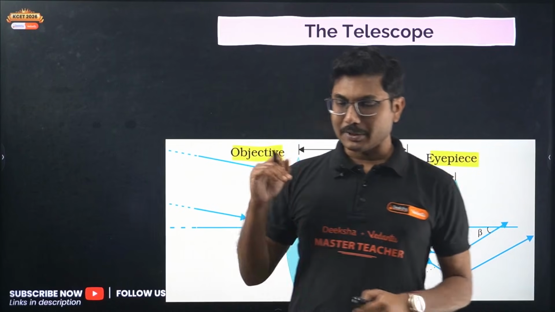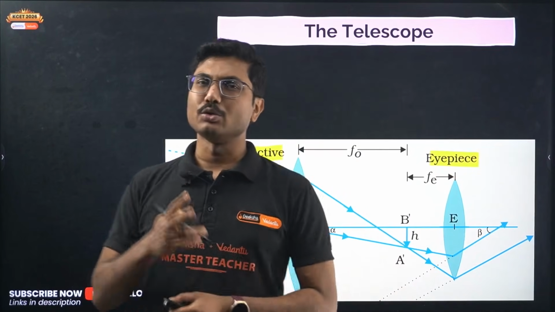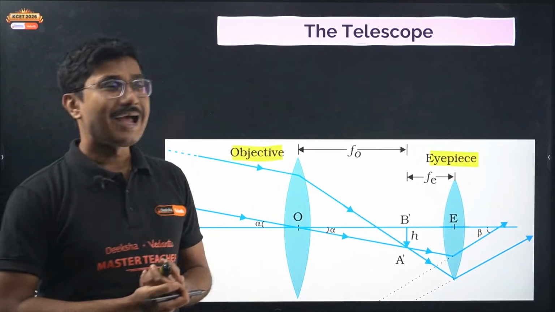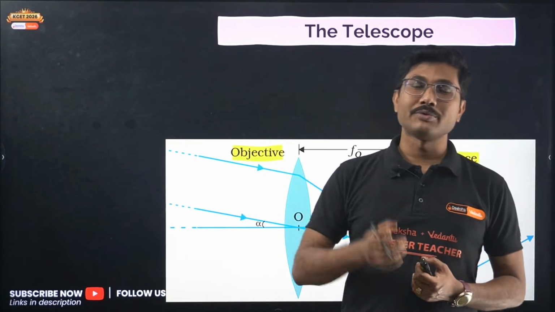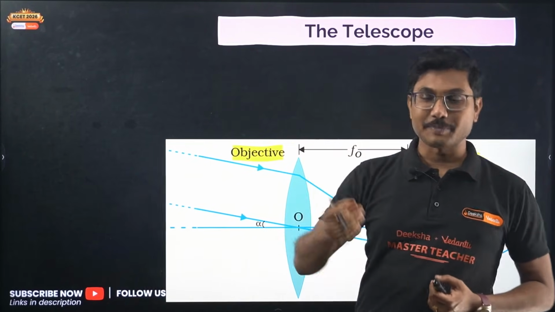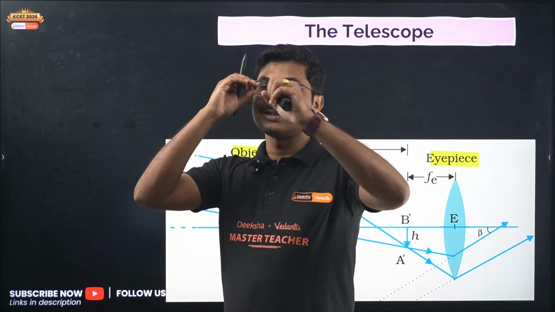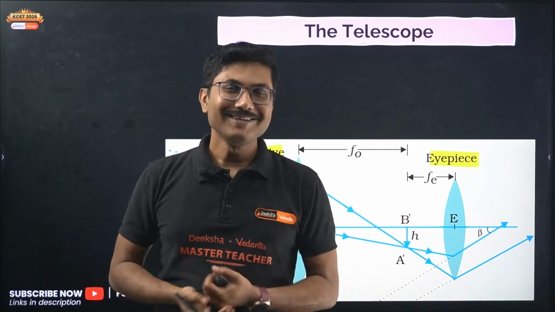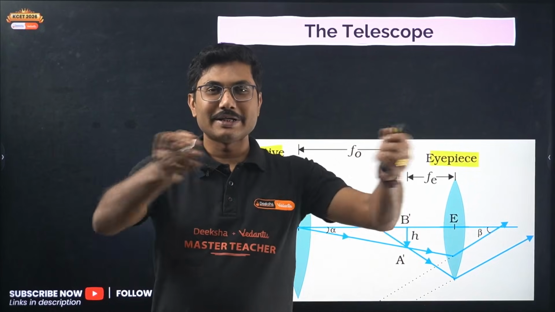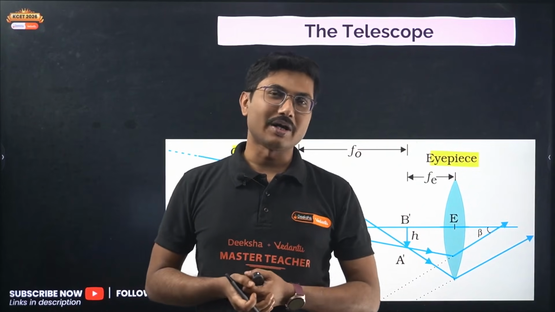Now based on the application, telescopes can be categorized into two parts: one is terrestrial and one is astronomical. Terrestrial means, for example, if you observe something like Jack Sparrow observing another ship coming from a distance. That is a terrestrial telescope, which is basically used to observe something which is around us.